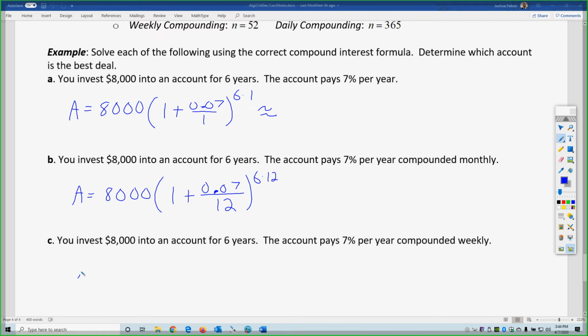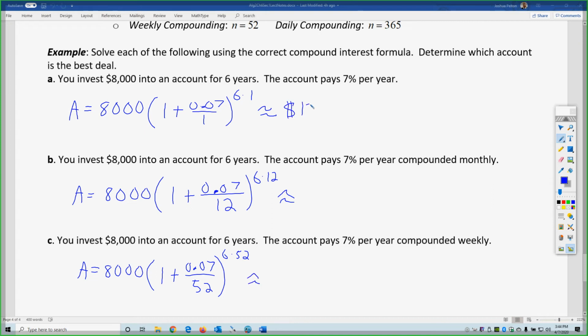And then the last one, A equals 8,000 times 1 plus 0.07 for the 7%, over... this says weekly, so that's 52. And then 6 times 52, or 52 times 6. You can put it either way. It doesn't really matter. None of these will work out to perfect answers, so put approximate. There always has to be some rounding involved.